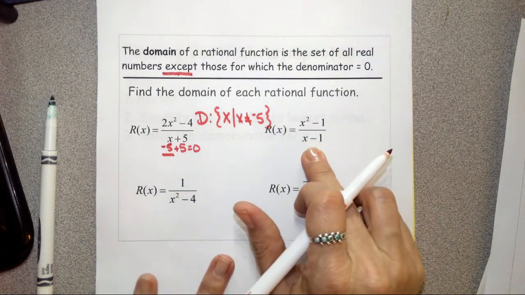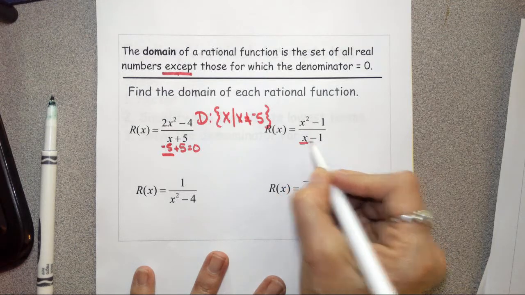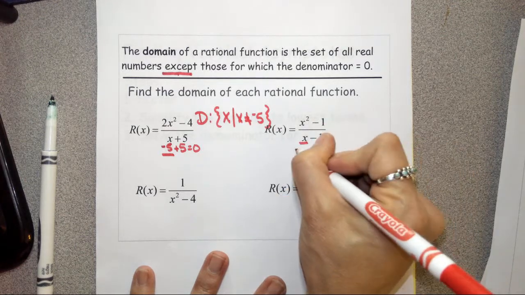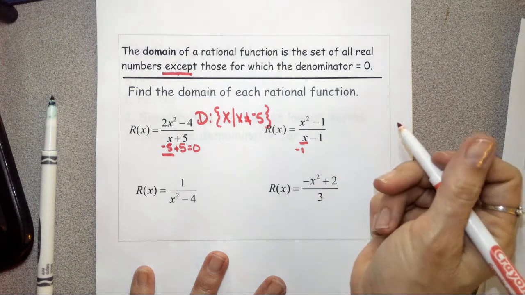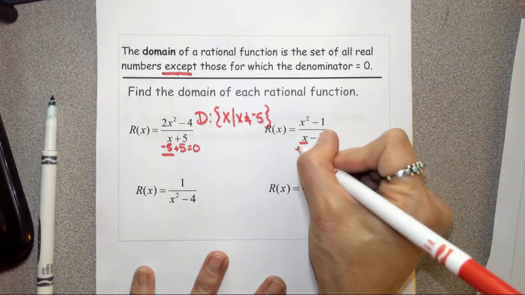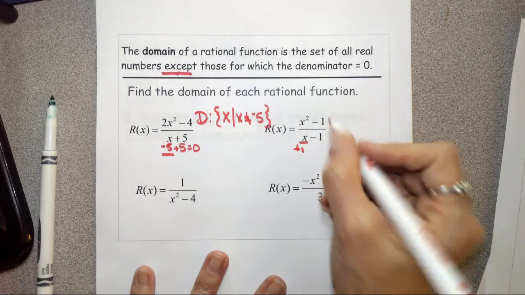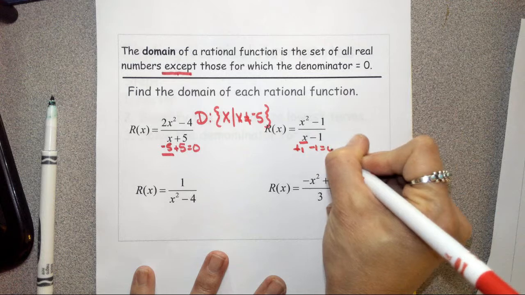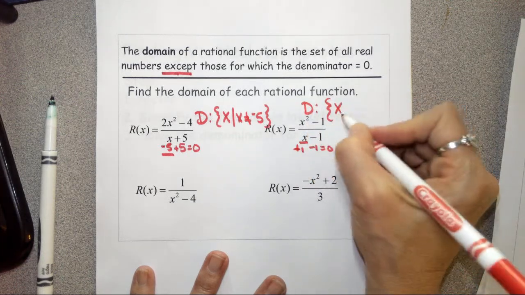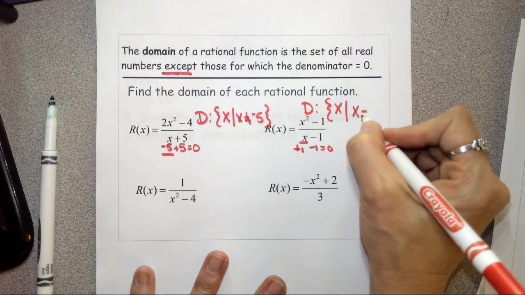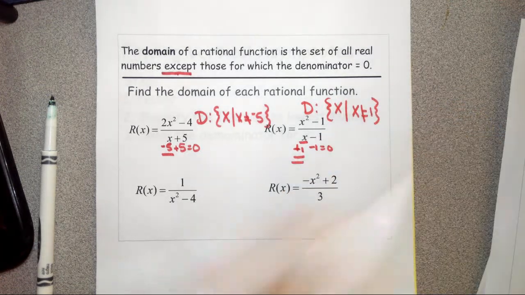So for this one right here, I'm looking at just the bottom. What number could I plug in here for x that would make the bottom equal 0? Well, if I plugged in a negative 1, minus 1 would be negative 2, so that wouldn't work. But if I plugged in a positive 1, minus 1 would give me 0. So this time, my domain is going to be all real numbers except x cannot equal, what did I say it couldn't equal? It can't equal positive 1.